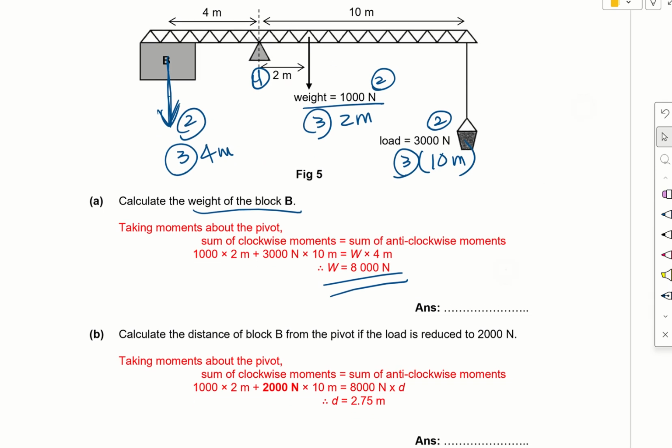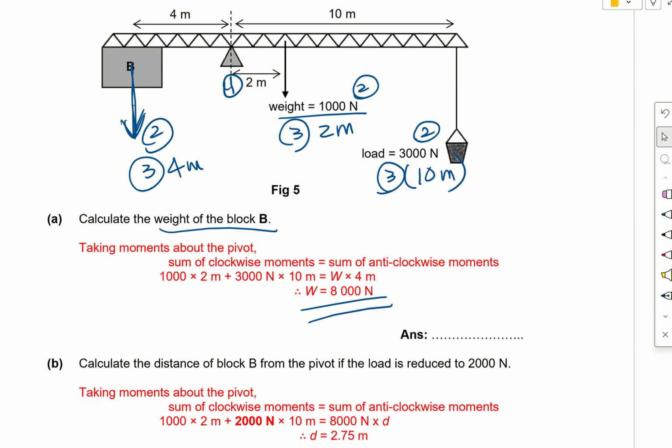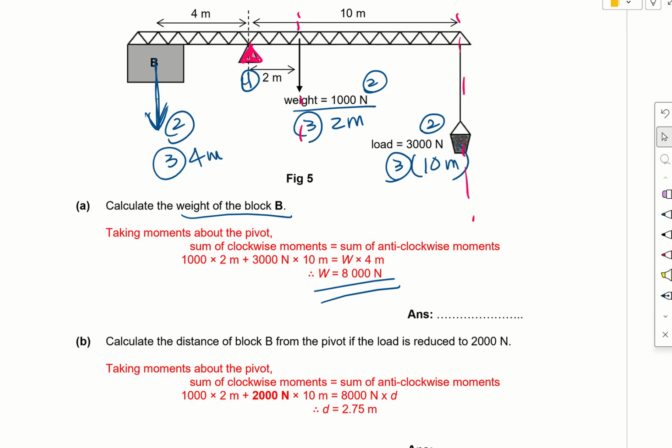So please try this. Sometimes things can become more complicated, because if I identify any force's perpendicular distance incorrectly, then the whole thing will be wrong. So make sure you draw your line of action of the forces to help you. And the most important thing is to identify where the pivot is.